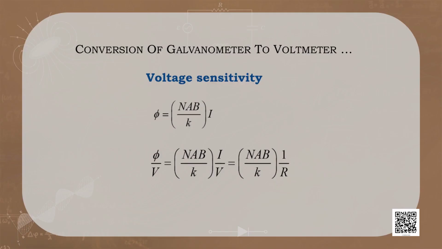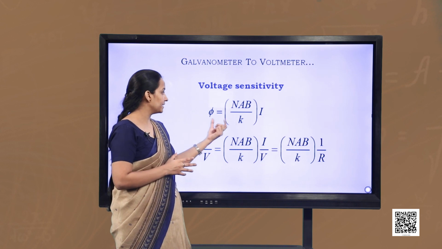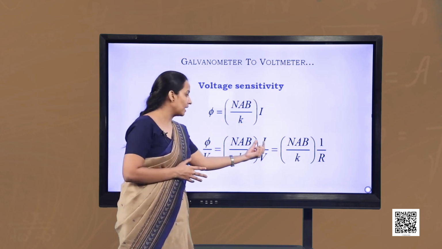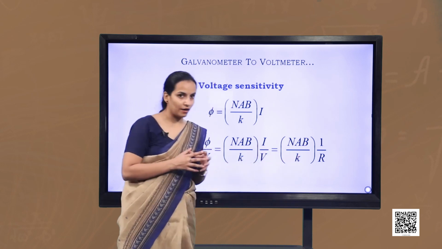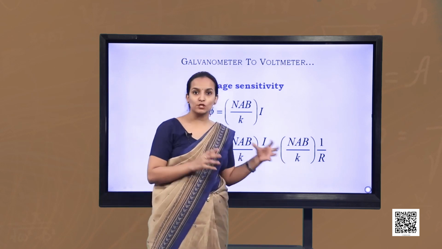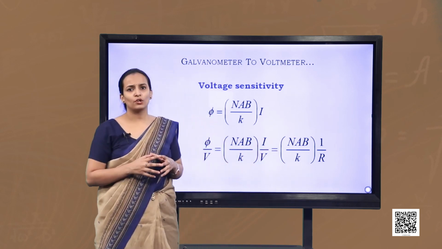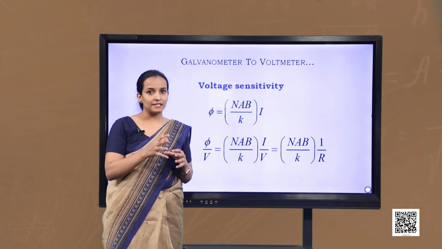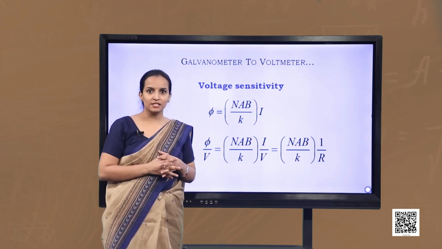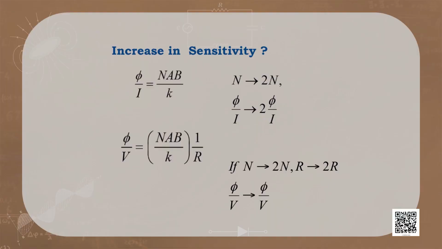Now let us talk about the voltage sensitivity. It is given by deflection per unit voltage. So we will find it by dividing both the sides of this equation by V, and from here we can see that I by V can be replaced by 1 by R. So the deflection per unit voltage is given by this expression. Now the question is, if we increase the current sensitivity, will it also increase the voltage sensitivity? Let us try to figure out the answer to this question.